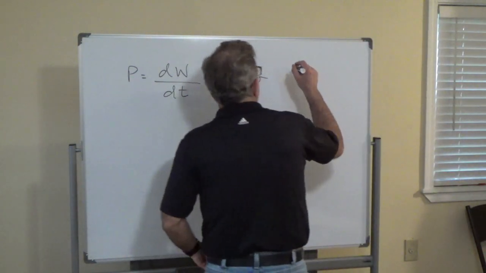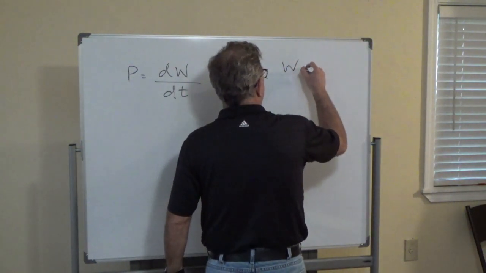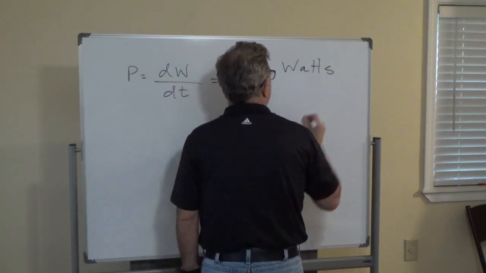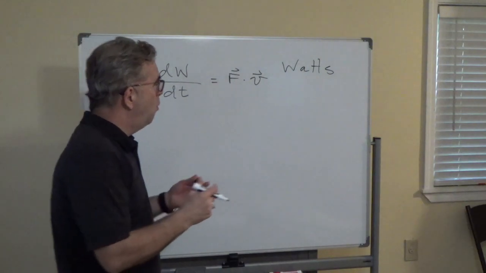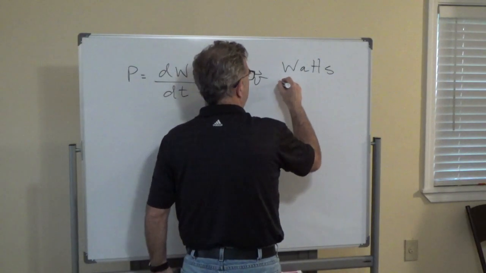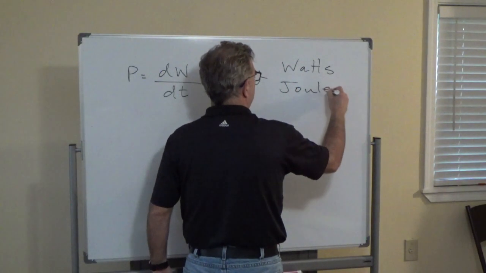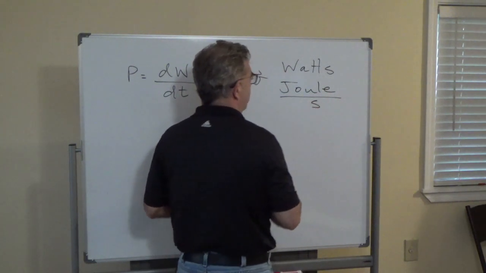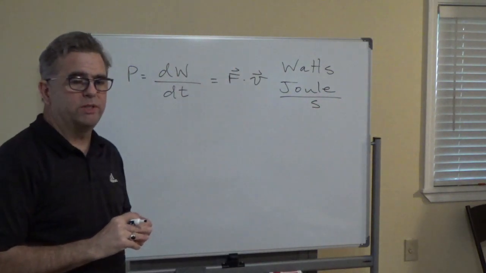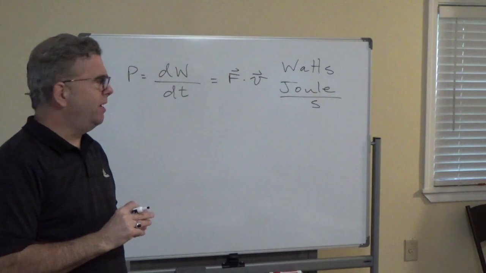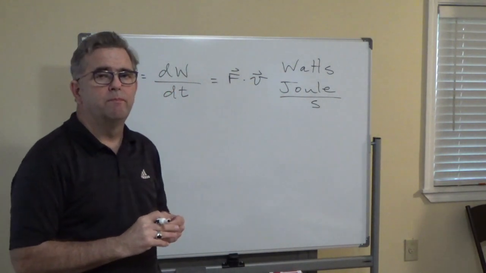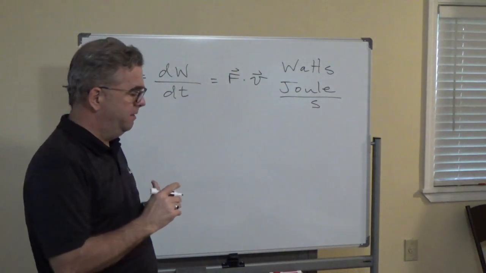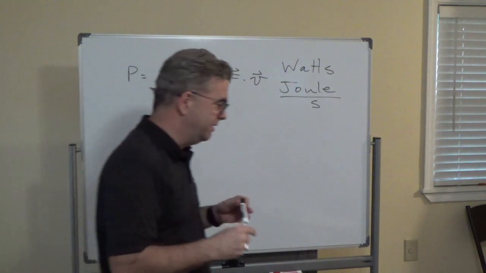Power is in watts. That's the SI unit for power. A watt is a joule per second, okay? A watt is a joule per second. So just like I said, it is work divided by time. All right, so let's look at a little simple example.